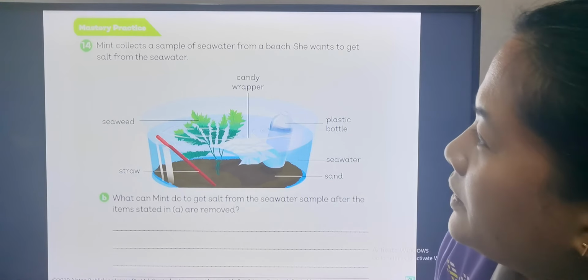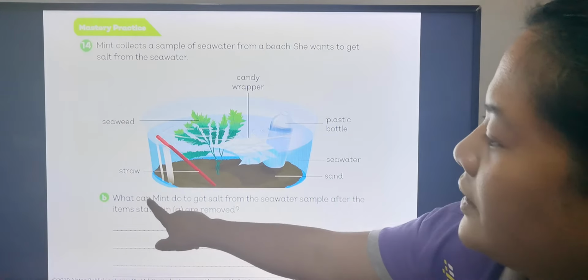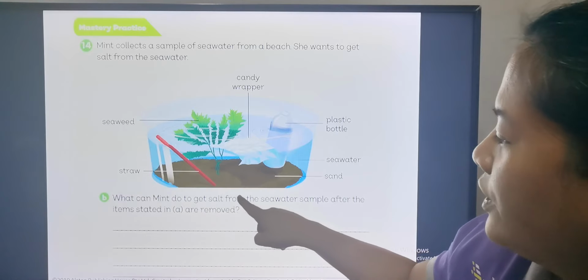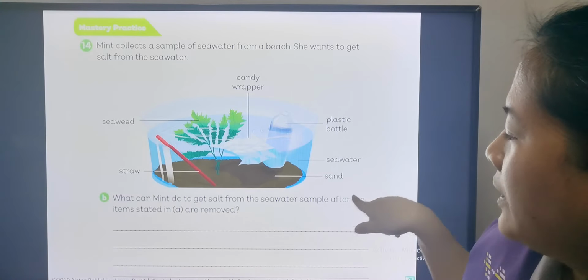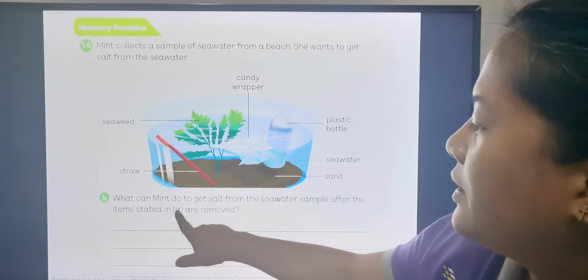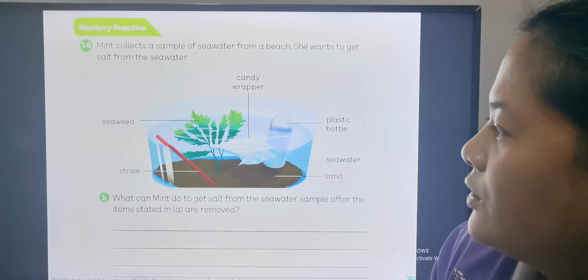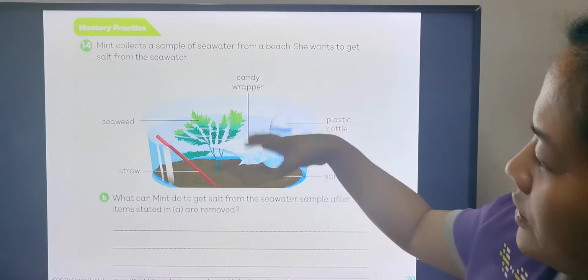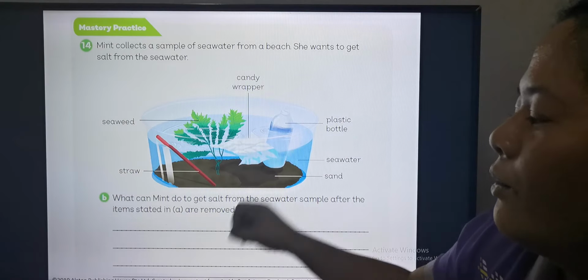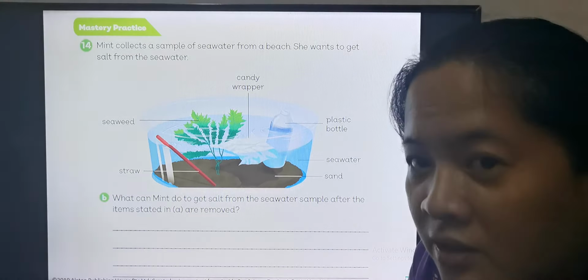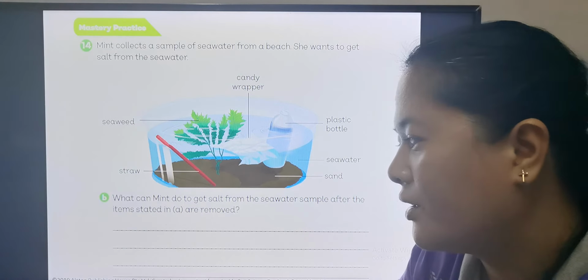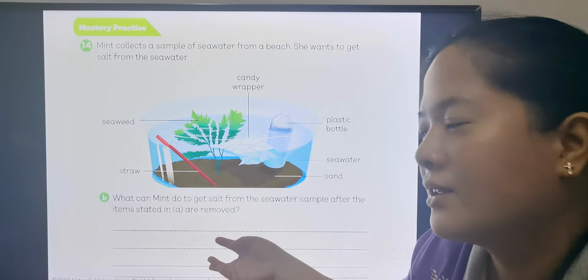Okay, and letter B, what can Mint do to get salt from the seawater sample after the items stated in A are removed? Okay, so what can you do after you remove those that you can remove by hand? How are you going to get the salt from the seawater? Okay, so you write your steps here.